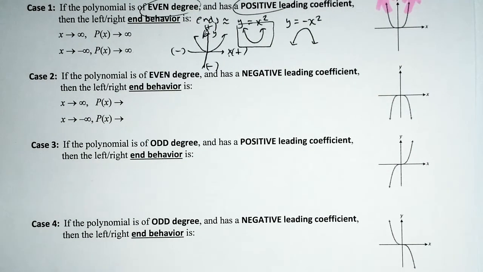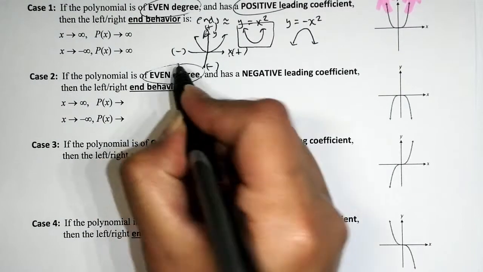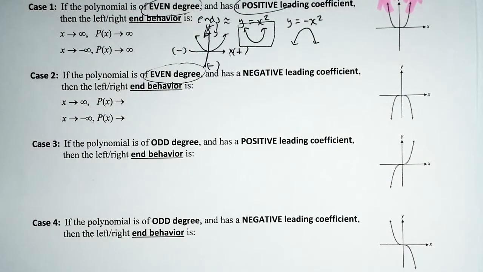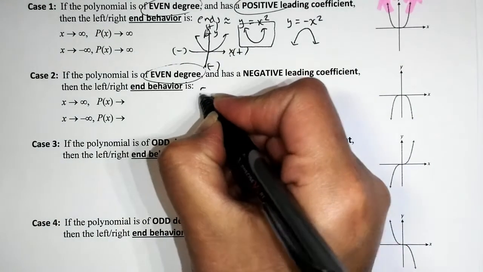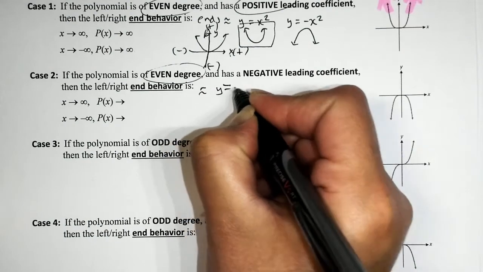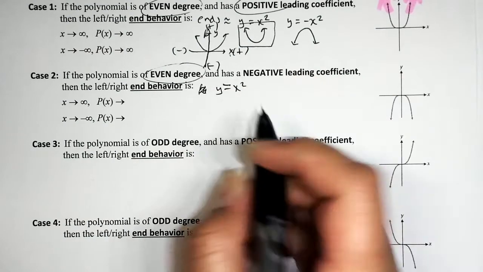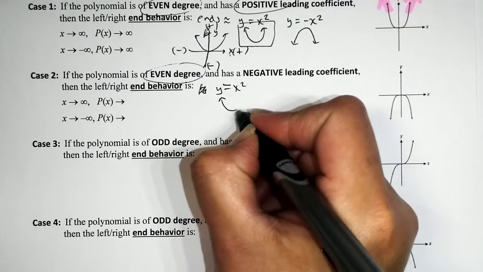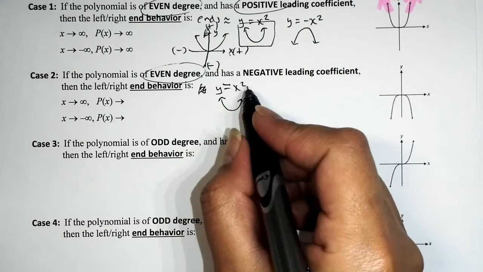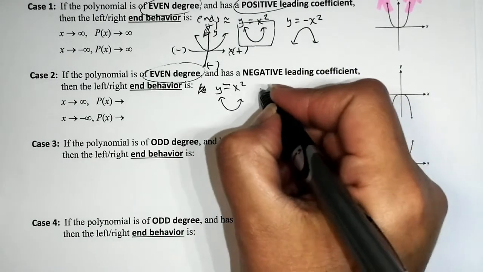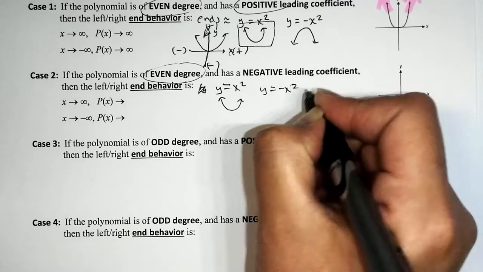Okay, so case 2, we're still going to look at a polynomial of even degree. With even degree, the ends are going to behave like the square function, y equals x squared. If the leading coefficient is positive, that's the graph. If the leading coefficient is negative, that's the graph.